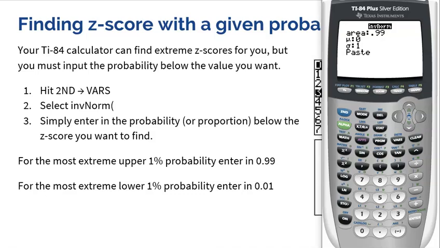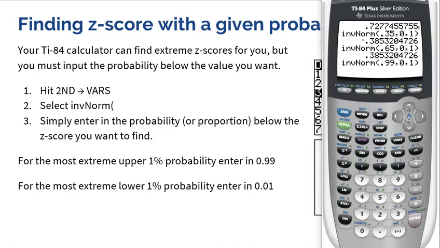Now, if the question was asking you about the extremely low, the lowest time it could take Josh to wash a car, then we'd be talking about the bottom 1%, and that's exactly what Invert Norm would want. But again, I'm focusing on an extremely high amount of time to wash a car. So I'm talking about the top 1%, but the calculator is going to think of that as the bottom 99%. All I have to do is hit paste to enter that into my calculator, hit enter.